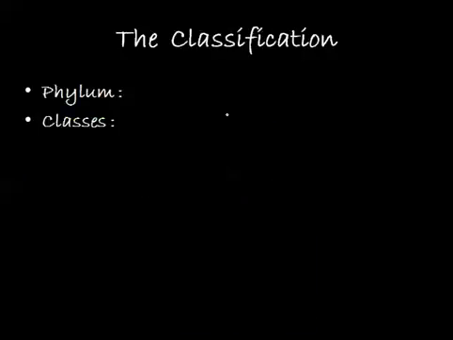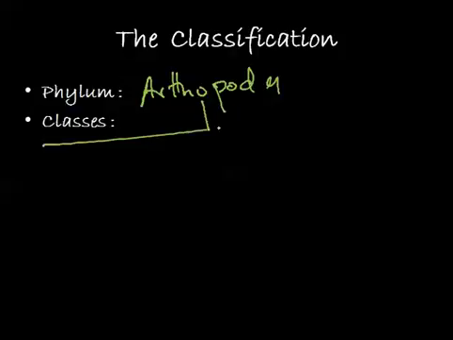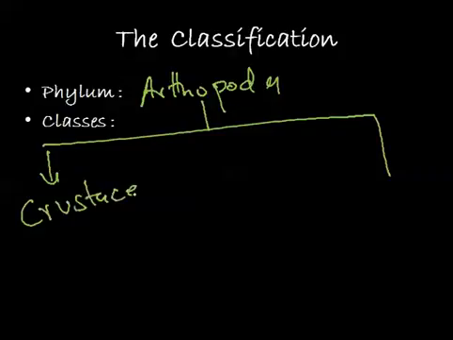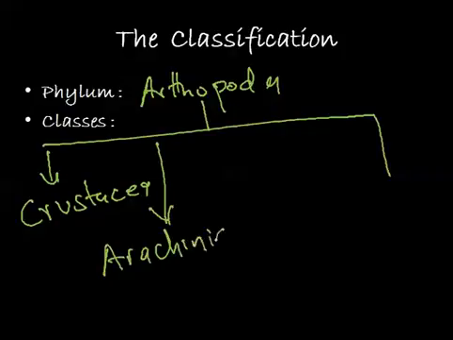Now, classifying this particular phylum, it is phylum Arthropoda. We can divide the phylum Arthropoda into four subclasses. The first subclass is Crustacea. Then the next subclass is Arachnida, the second subclass.